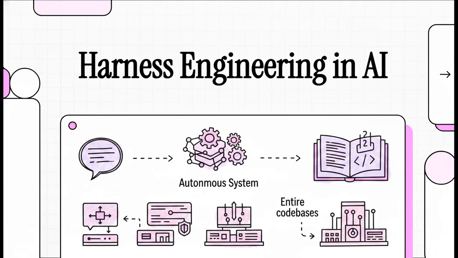Hey everyone, welcome. Today we're diving deep into an incredibly fascinating 14-part field guide. We're going to demystify exactly how autonomous, production-grade AI agents are actually built and governed. If you've ever wondered how we get from a simple chatbot all the way to an autonomous system writing entire code bases, this explainer is exactly for you.